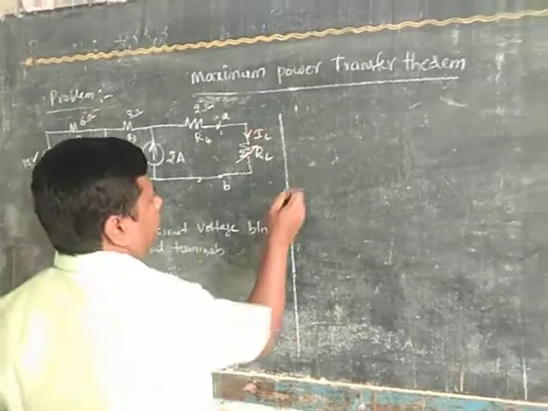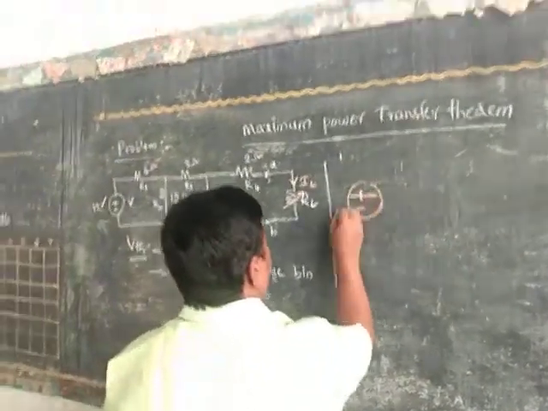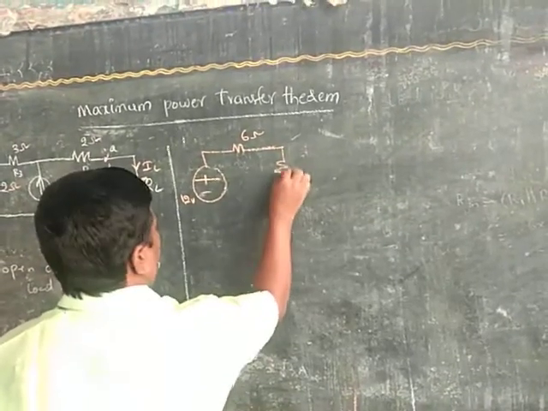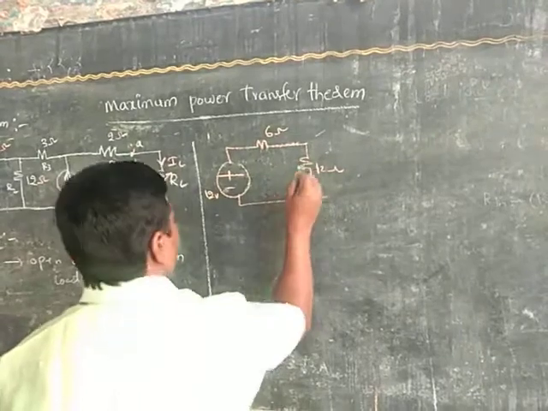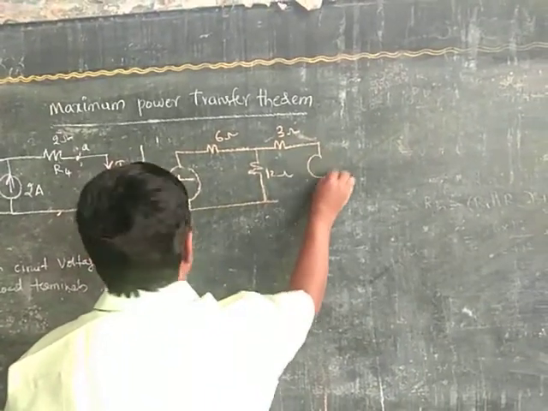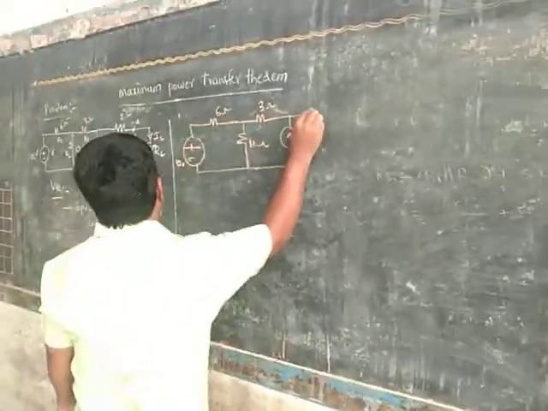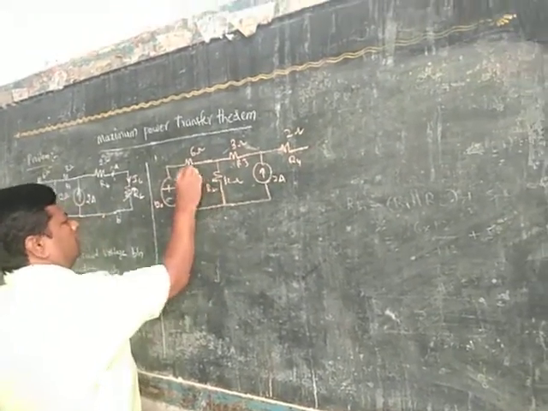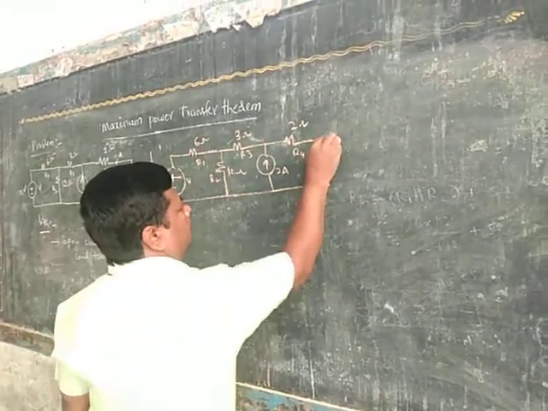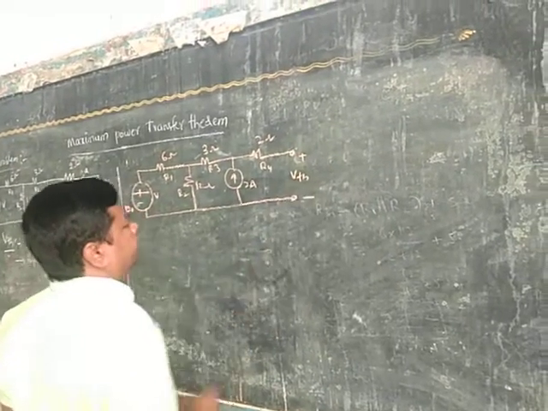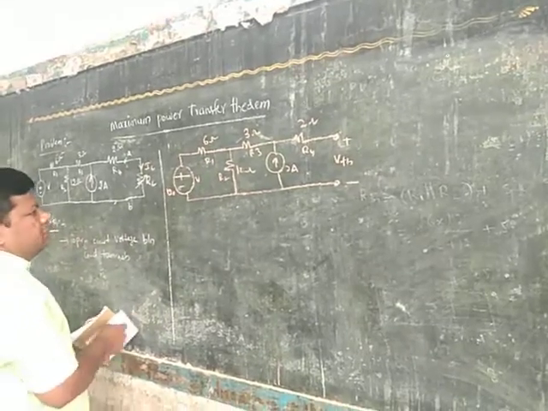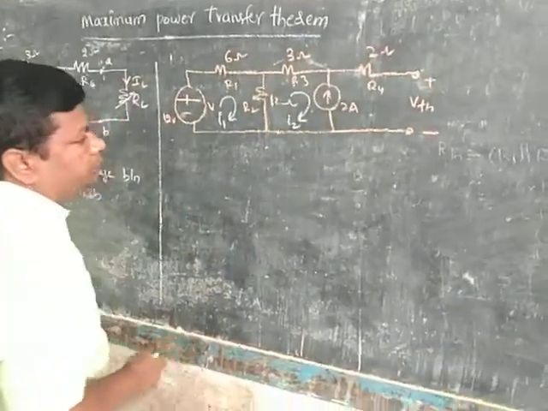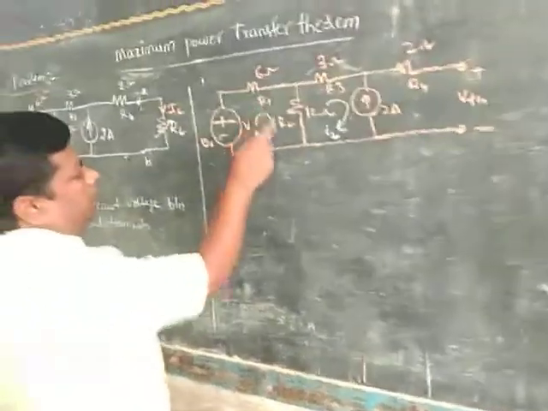Draw the circuit. Here the circuit is 12 volt, 6 ohm, 12 ohm, again 3 ohm, 2 amperes, again 2 ohm, R4, R3, R2, R1, A and B. Now using mesh analysis, current I1, current I2. Using mesh analysis, apply KVL to loop 1.